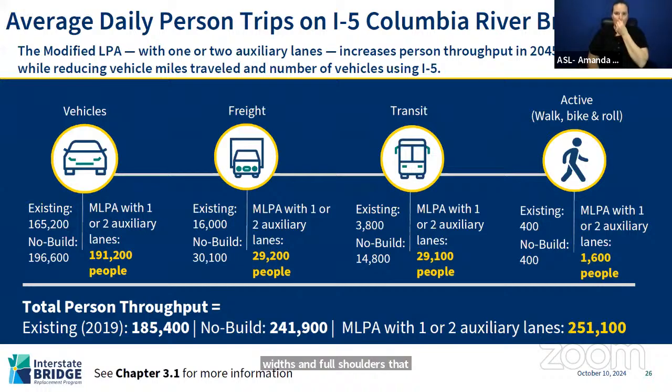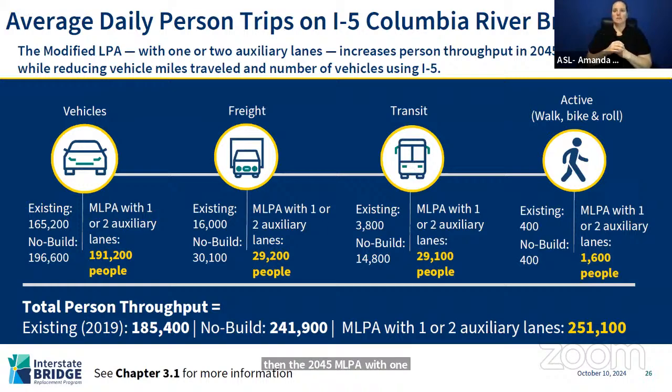Next, I'm going to talk about average daily person trips on the I-5 Columbia River bridges. This graphic shows how many people are crossing the Columbia River by individual modes. It covers vehicles, freight, transit, and active transportation. You can see different bubbles for each of those. We have the information for existing conditions, 2045 no build, and the 2045 MLPA with one auxiliary lane or two auxiliary lane design options.